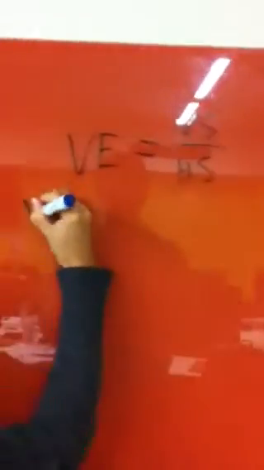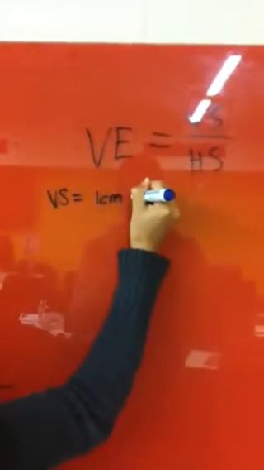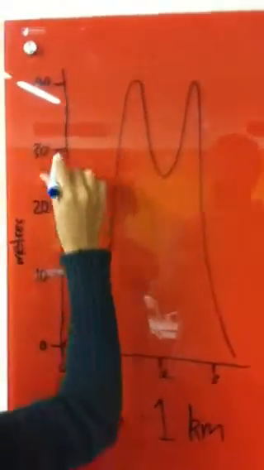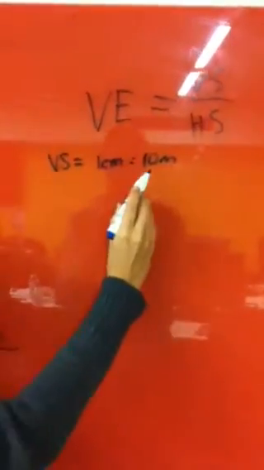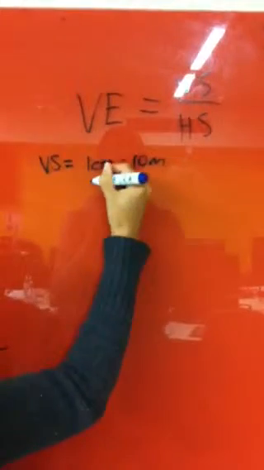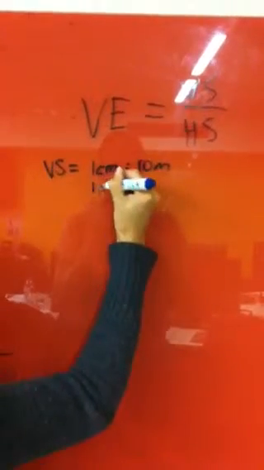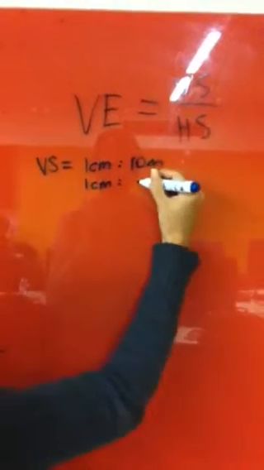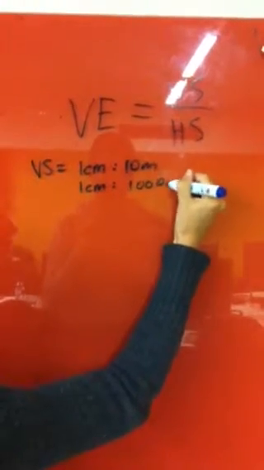So we know the vertical scale is 1 centimetre represents 10 metres. So each centimetre we're going up by 10 metres. But to work out this formula we need the units to be the same measurement. So we'll convert these to centimetres. So 1 centimetre, and we know there are 100 centimetres in a metre, so that will be 1,000 centimetres.